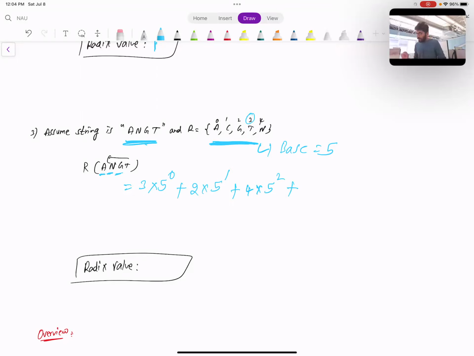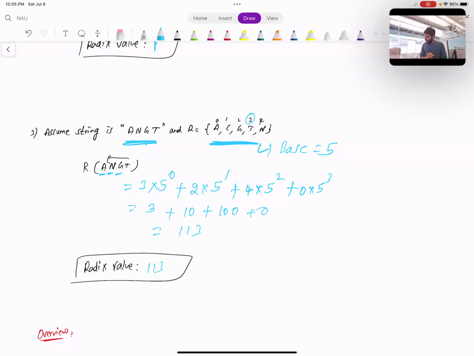So what is the base value of A? 0. 0 into 5 power 3, correct? Now 3 into 5 power 0 is 3. Plus 5 into 2 is 10. Plus 5 square is 25, 25 into 4 is 100. This is 0. Now this gave me 113.